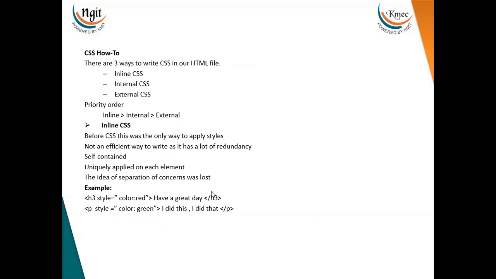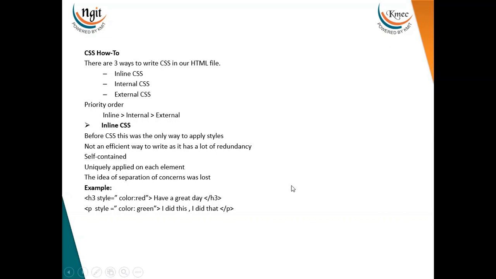That is inline CSS, internal CSS, and external CSS. According to the priority order, first comes inline, next is internal, and next is external CSS. So inline CSS means within the line of the element, we are going to mention how we want that element to be designed, like the font of that element, the height of the element, the width of the element, whatever it might be.